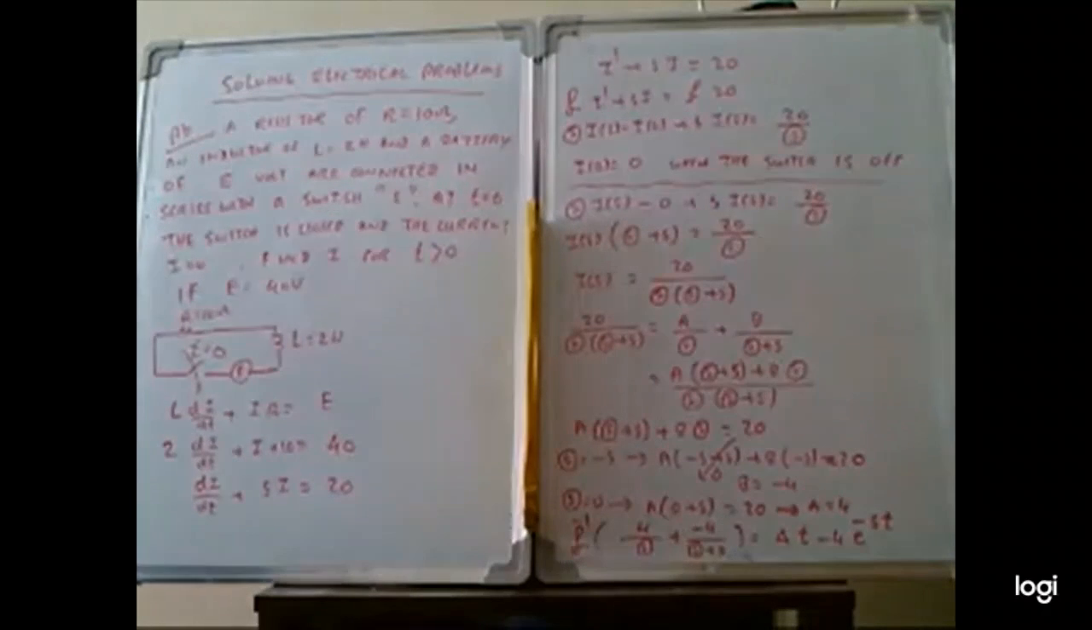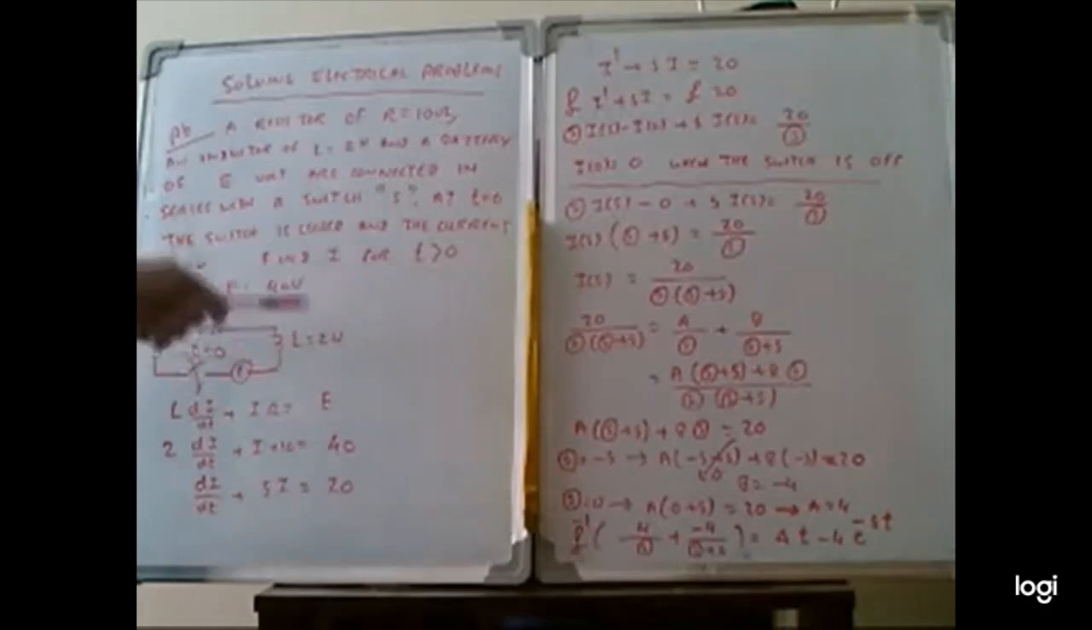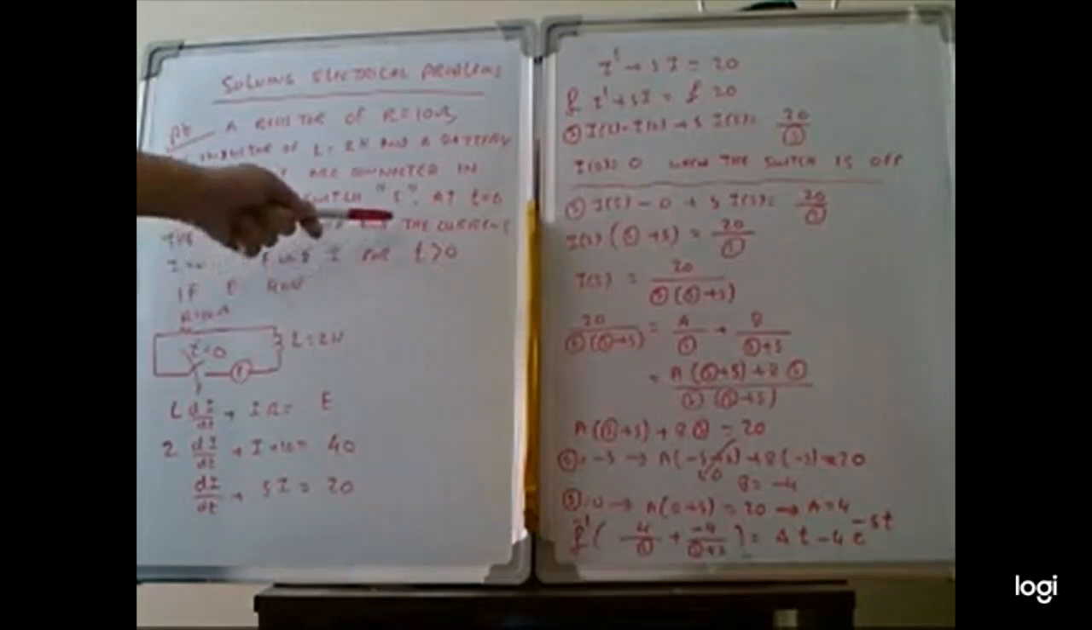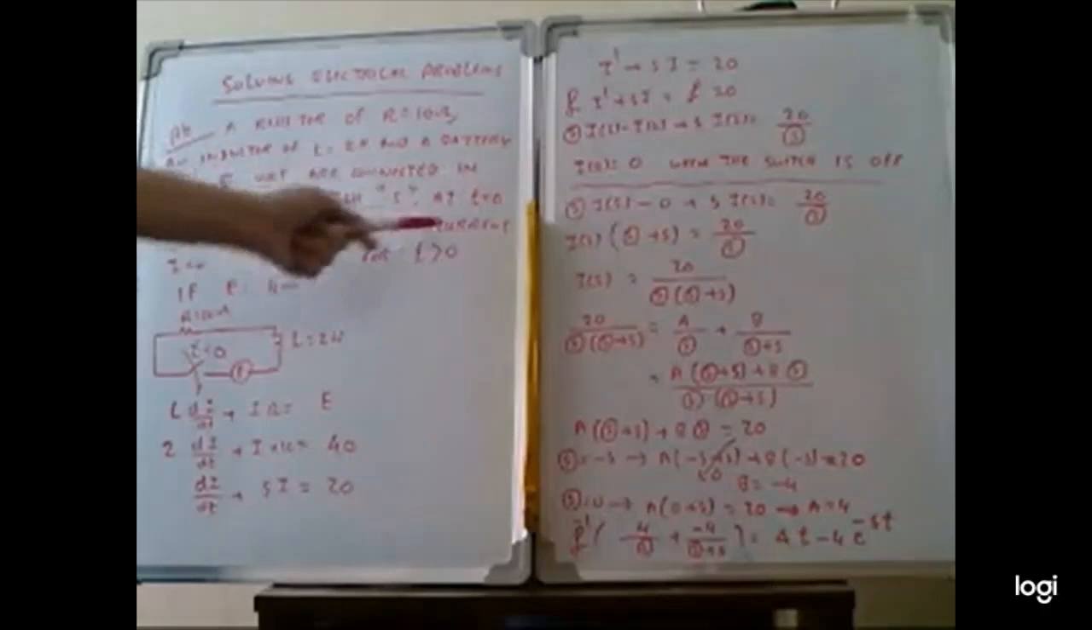So the current is I equal to 0 because the switch was open before, so no current can pass through because the switch is off, so the initial current I is 0. So we have to find the current after the switch is closed.